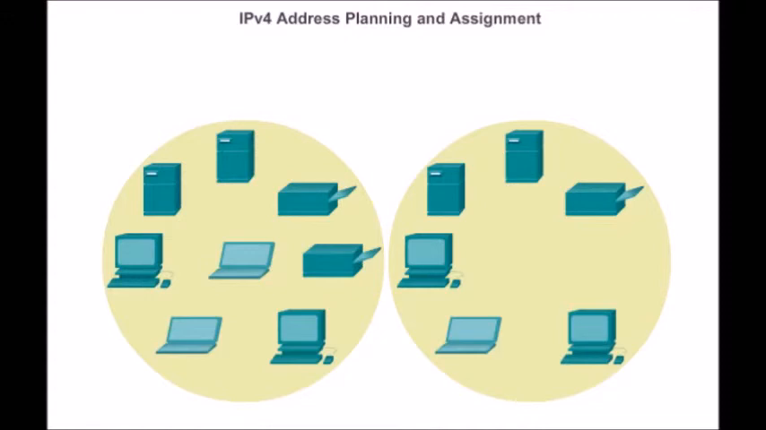There are 3 primary considerations when planning address allocation: preventing duplication of addresses, providing and controlling access, and monitoring security and performance. Some hosts, like servers, provide resources to internal and external hosts.